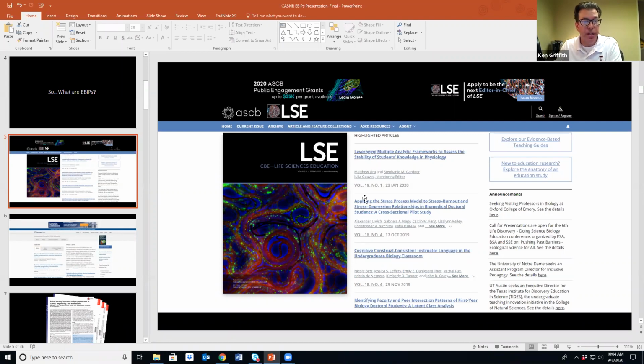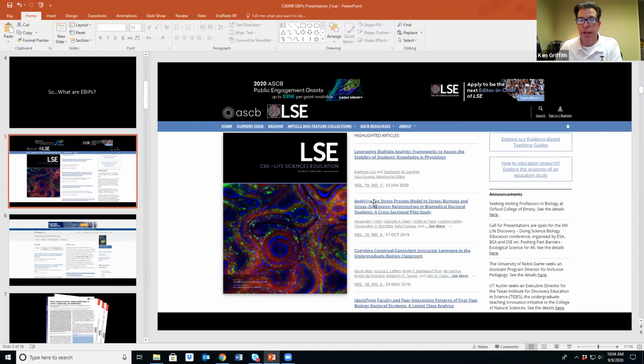And you'll see here, just looking at what they have on the screen, leveraging multiple analytic frameworks to assess the stability of students' knowledge in physiology. So it's very specific to a STEM course. In this case, it's physiology. Applying the stress process model to stress, burnout, and depression relationships in biomedical doctoral students. Again, very specific. That's a discipline that we typically refer to as DBER.